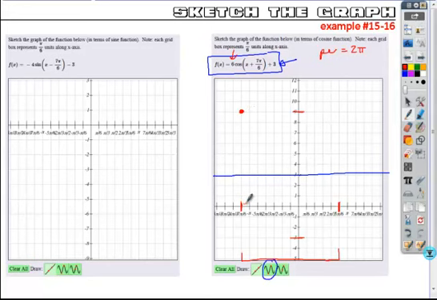Now, what I'm going to do with my period is cut it in half. So if I cut this in half right here, and then cut each of those halves in half, these are where my critical points are going to fall. And so I start with my maximum. My next one is the midline. My next one is my minimum. My next one is my midline again, and then finally back to my maximum. So this is what my sketch of the graph is going to look like.